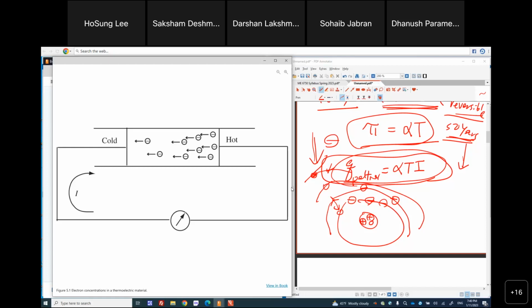Once electrons move, what do you think? Anyone? What happened once electrons move? Please participate, students. Is heat dissipated? I'm asking, once electrons are moving, then what happened? That's current. Current, yes. Voltage. The voltage and current are created. Once the electrons move from right to left, the current goes from left to right. So voltage is created. That's the Seebeck effect.